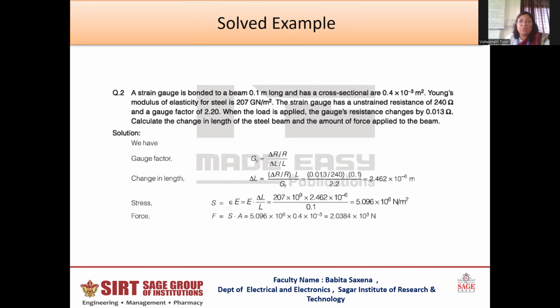So this is the formula, and the stress is given as epsilon equals E into capital E. That is the strain. Thank you.